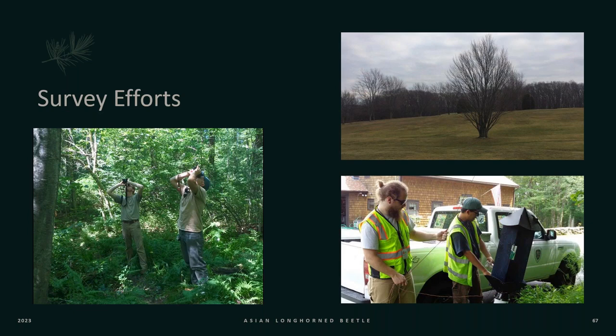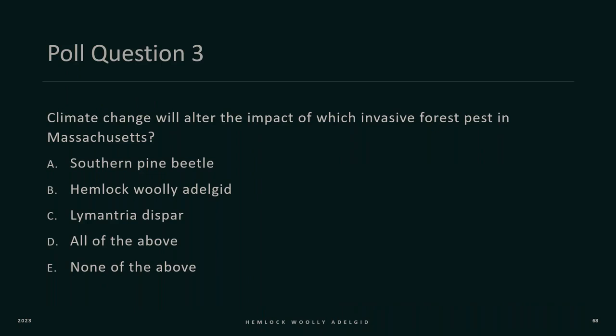So we are definitely making progress in this, and we hope to eventually be able to declare ALB completely eradicated from Massachusetts. All right, my final poll question. For those of you that have done this whole series and saw Dr. Barker Plotkin's presentation, you'll know that climate change is a major concern with forest health, invasive forest pests, and the future of our actions here. So my last question pulls from everything today. Climate change will alter the impact of which invasive pests in Massachusetts? A, southern pine beetle, B, hemlock woolly adelgid, C, Lymantria dispar, also known as spongy moth, D, all of the above, or E, none of the above.